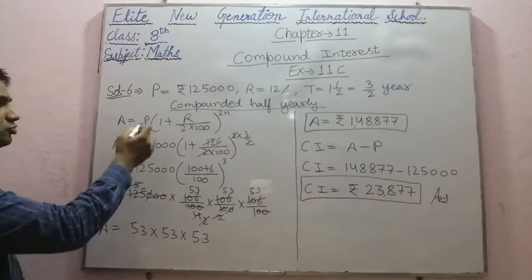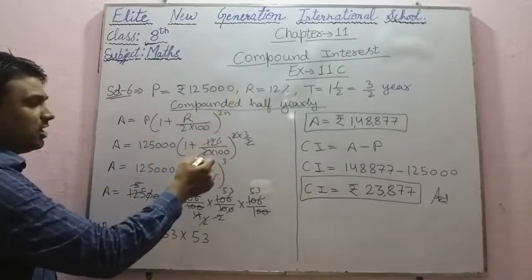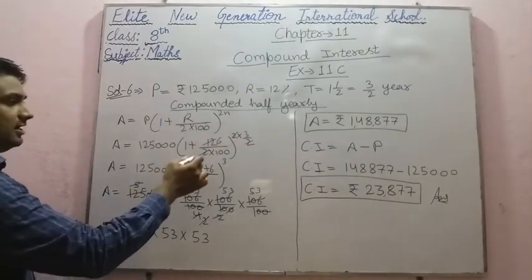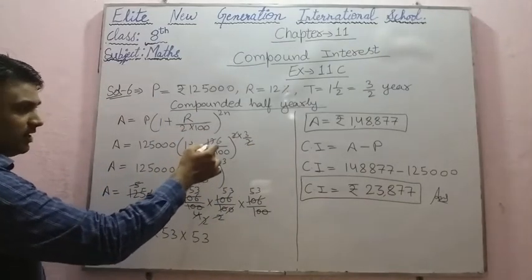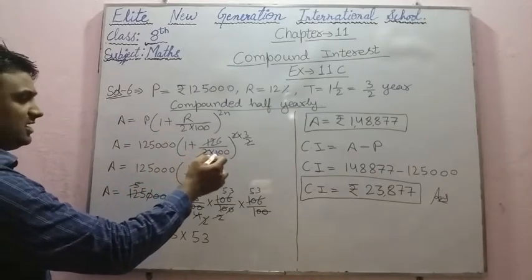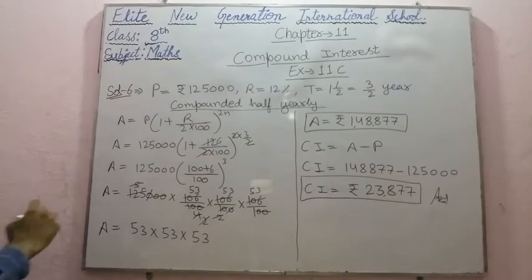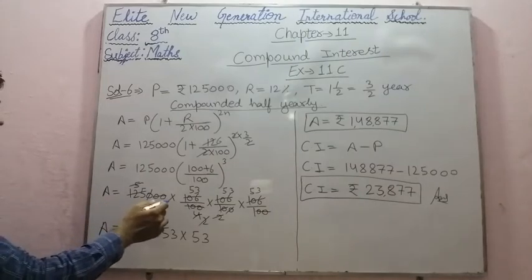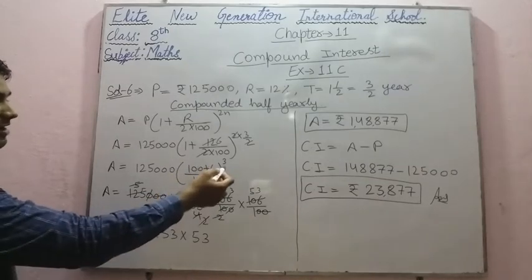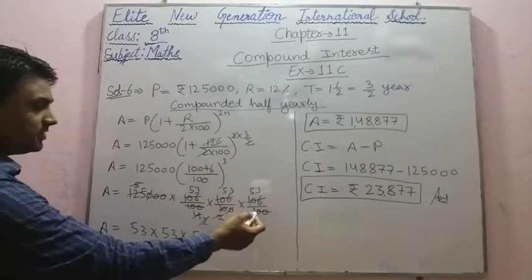So amount will be equal to the value of P, 1,25,000, into 1 plus rate 12 upon 2 into 100, power 2n, that is 2 into 3 by 2. This 2 will be cancelled, and here also we can cancel this 12 by 2, 6 times. So it will be 1,25,000 into, we will take LCM, 100 plus 6 upon 100, and power will be 3. Now after this, amount will be equal to 1,25,000 into, here 100 plus 6 will be 106, so 106 upon 100 and power is 3. So we will write it 3 times, 106 upon 100, 106 upon 100, 106 upon 100.